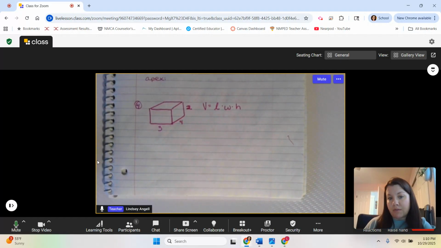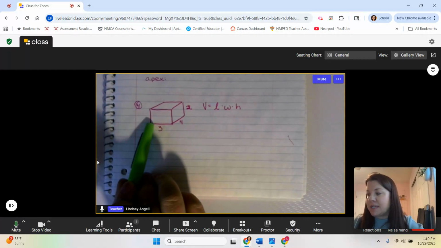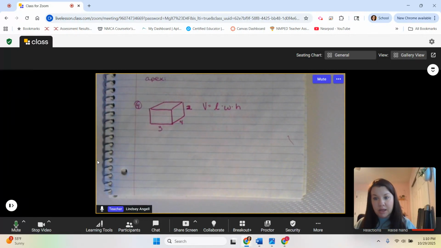Number 4, we're looking for the volume of this rectangular prism. So volume of rectangular prisms is super straightforward, just length times width times height. Because by finding the length times the width, you're finding the area of the base, and then multiplying it by the height, it's like, how many of those bases did I stack together, basically?